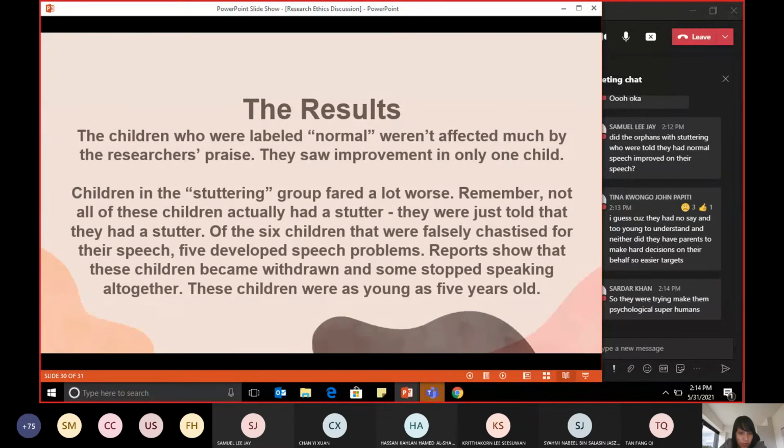Reports show that these children became withdrawn and some stopped speaking altogether because they were scared to speak. If I say something, the person will scold me. Even if I could say it in a good and polite way, and I don't have a stuttering problem, I will still get scolded. They don't want to say anything. They don't want to talk.